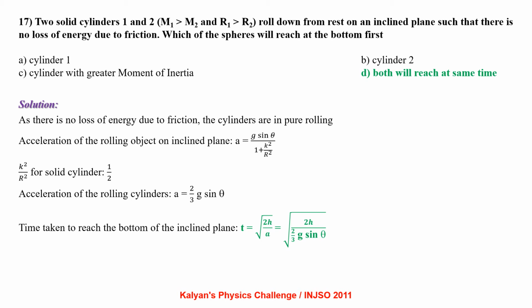Acceleration of pure rolling objects on inclined plane a equal to g sin theta by 1 plus k square by r square. K square by r square for solid cylinder is 1 by 2. So acceleration of the rolling cylinder is a equal to 2 by 3 g sin theta. Time taken to reach the bottom of the inclined plane t equal to root 2h by a, that is root of 2h by 2 by 3 g sin theta. So as it is independent of mass and radius of the cylinders, we can conclude that both the cylinders will reach the bottom of the inclined plane at the same time.